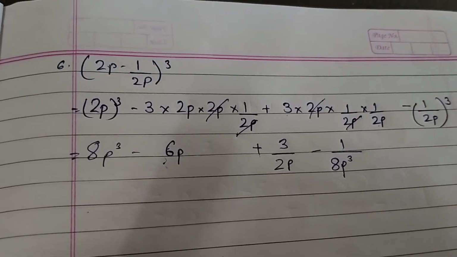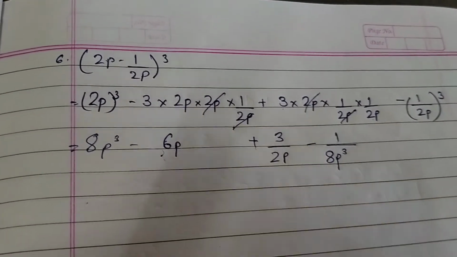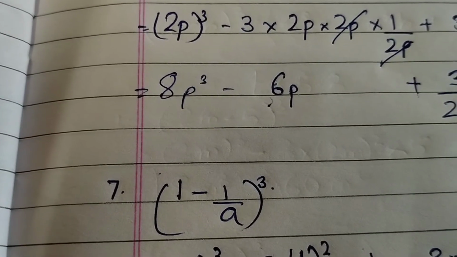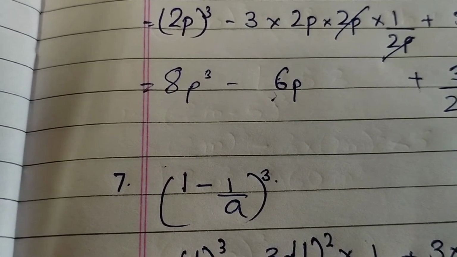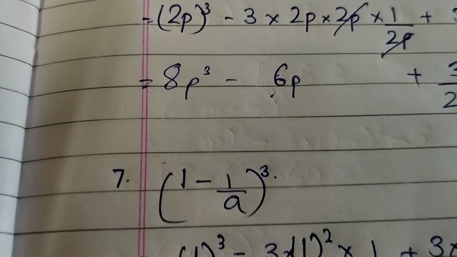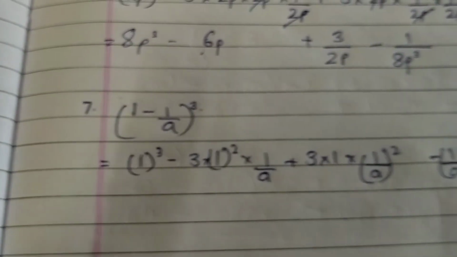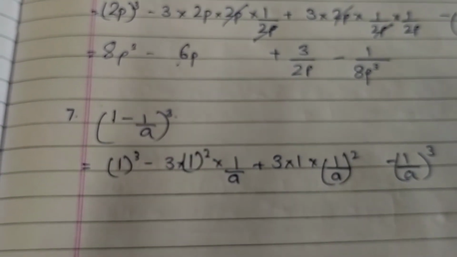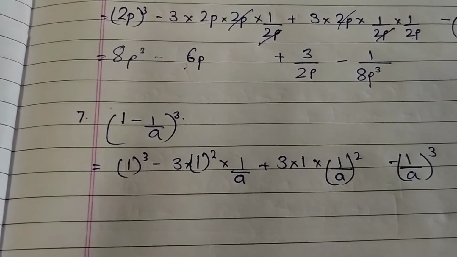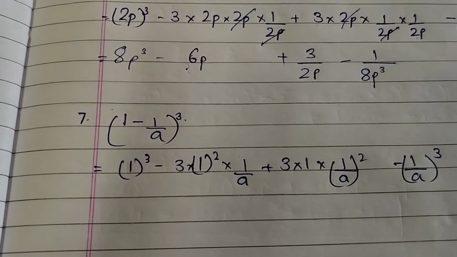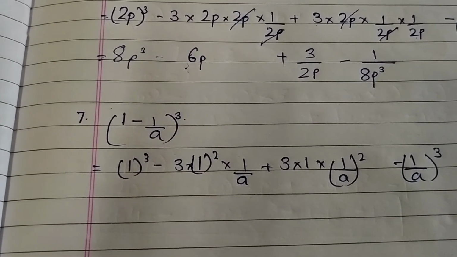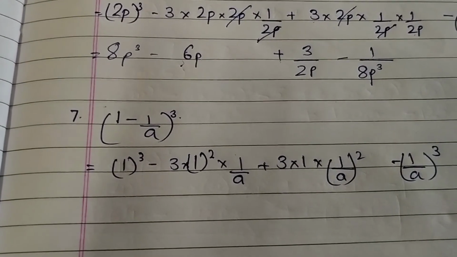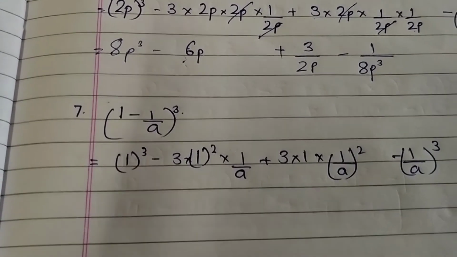Okay students, similarly we'll go with the next, that is 1 minus 1 upon a the whole cube. So when we put the values, we'll get the answer like this: 1 cube minus 3 into 1 square into 1 upon a, plus 3 into 1 into 1 upon a the whole square, minus 1 upon a the whole cube.